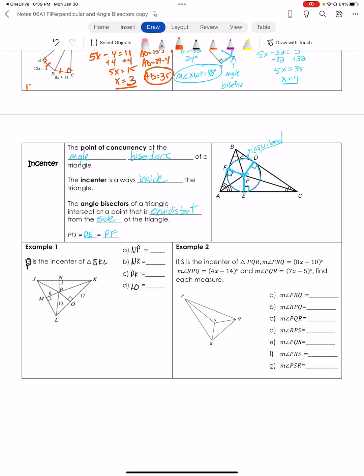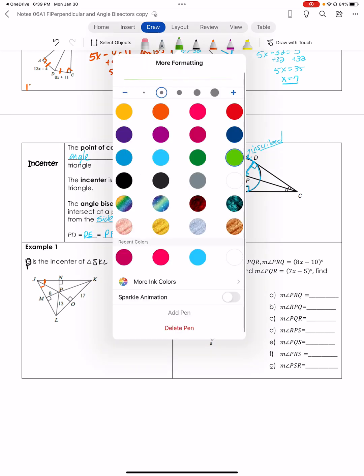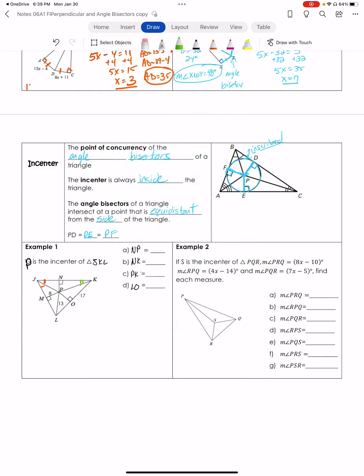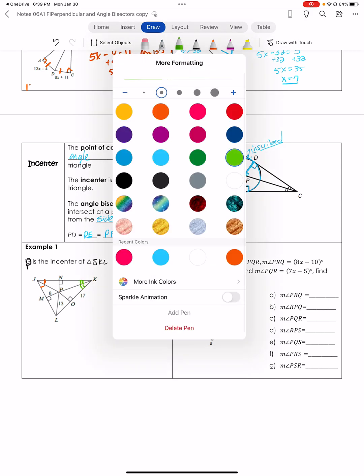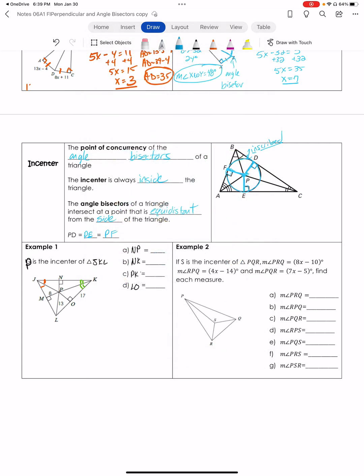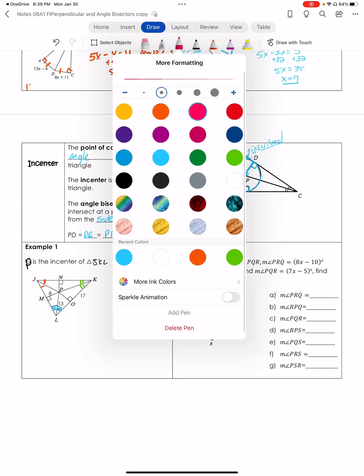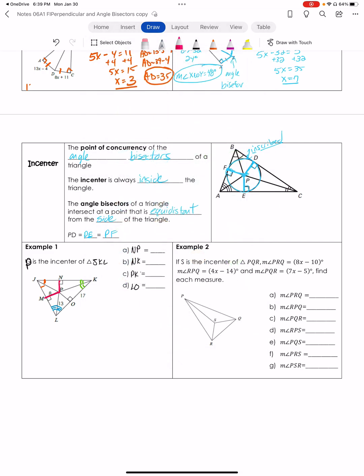So if I know that this is the in-center, I know that angle is the same as that angle. I know this angle is the same as this angle. And I know this angle is the same as that angle. I also know if it's the in-center that this distance and this distance are all the same. So if this is 8, this is going to be 8, and this is going to be 8. I know this is perpendicular.